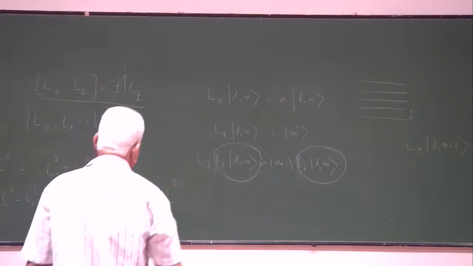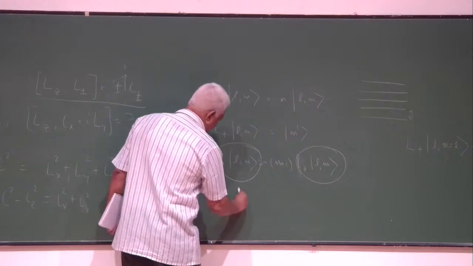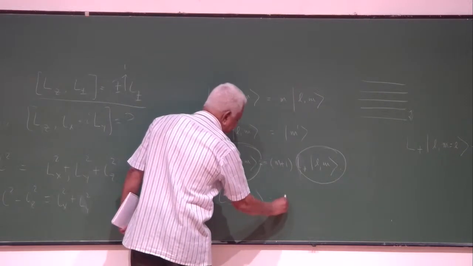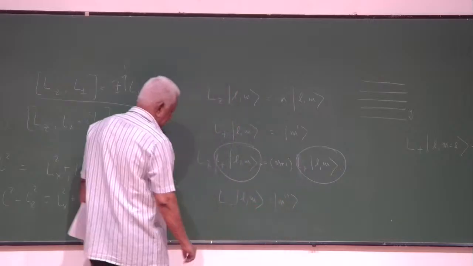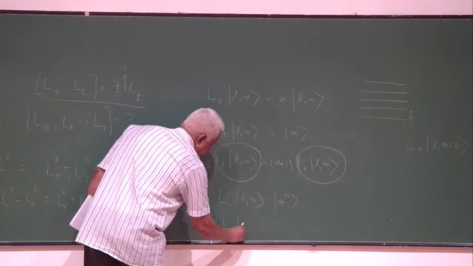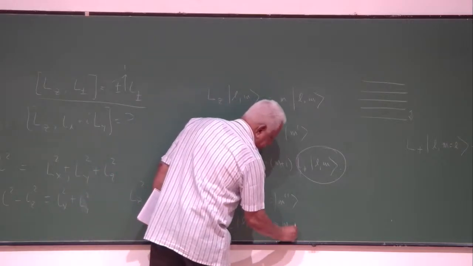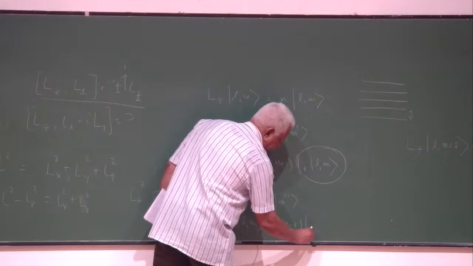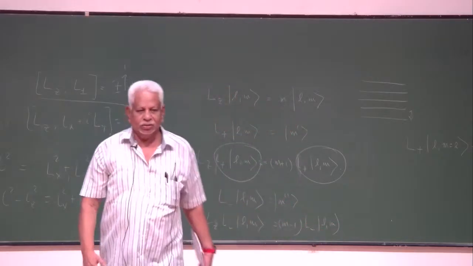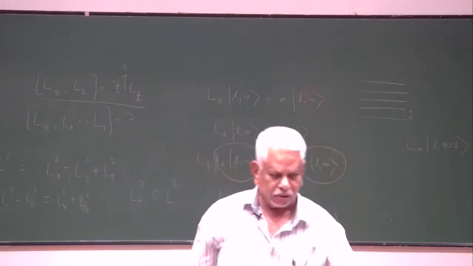Similarly, L minus acting on Lm will give you a new m double prime, and Lz acting on L minus Lm will be equal to (m minus 1) times L minus Lm. So, what is L minus doing? Instead of going up, it is going down.